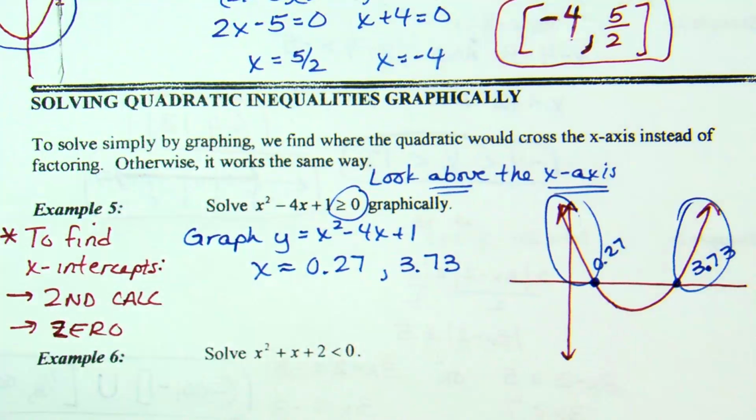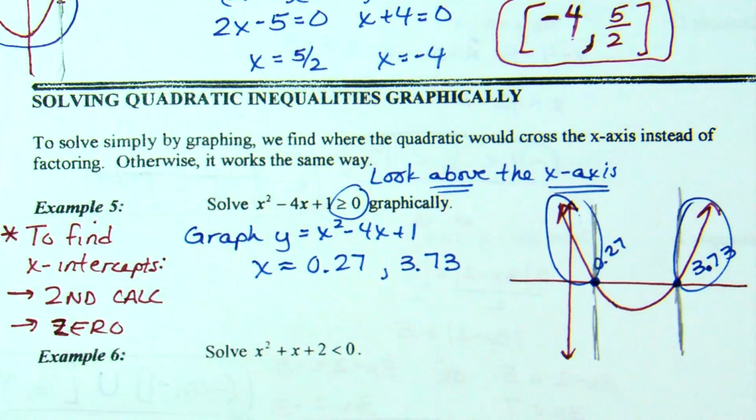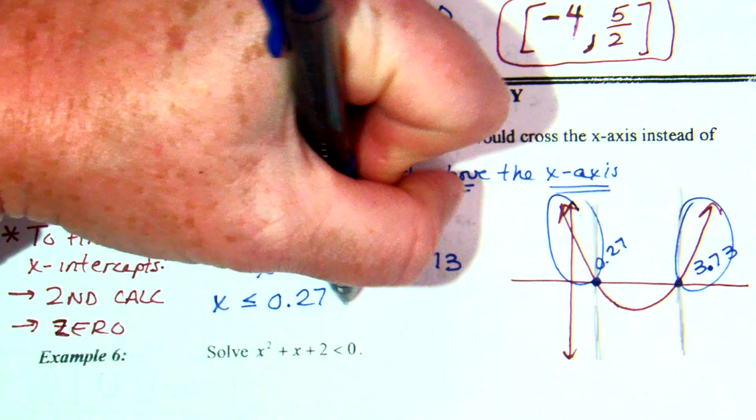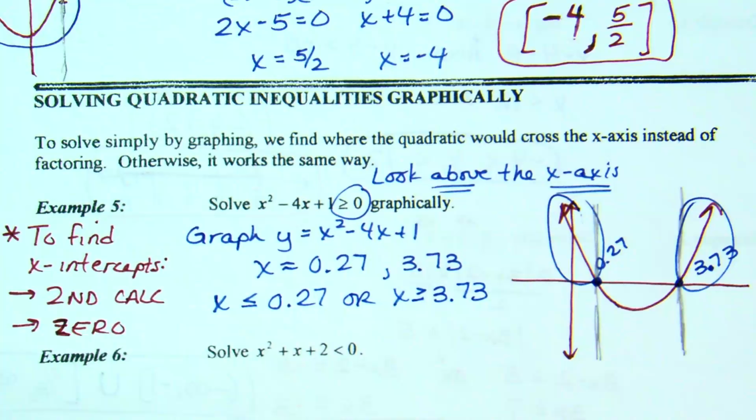Okay, so think about it. I keep trying to draw a vertical line in here. How does that relate to 0.27 and 3.73? It's numbers that are what? Less than 0.27 and greater than 3.73. Are you seeing that? So I'm going to write x less than, do I want equal to? Yes, so less than or equal to 0.27 or x greater than or equal to 3.73.